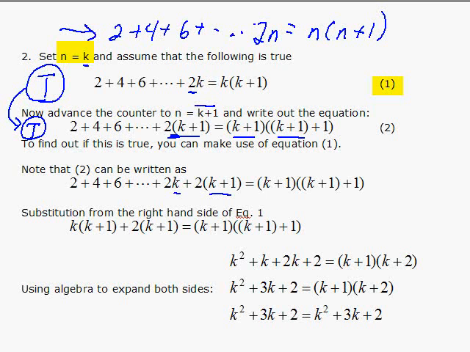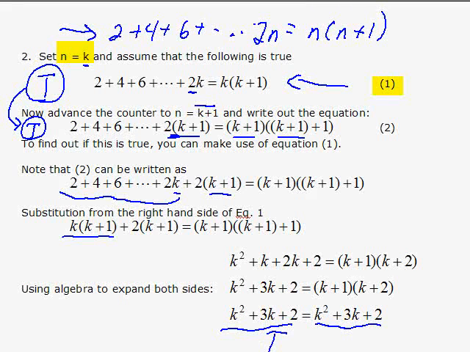Okay? All of this is just a statement here. So I can take the 2 plus 4 plus 6 all the way up to 2k and replace it by k times k plus 1. And now I'm done. So worrying about these parentheses correctly, I work out the algebra on each side, and here are the steps right here, and I come up with k squared plus 3k plus 2 on the left-hand side, k squared plus 3k plus 2 on the right-hand side. This statement is now true, proved to be true.